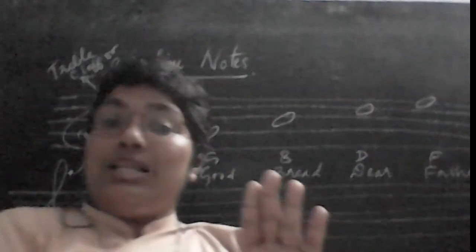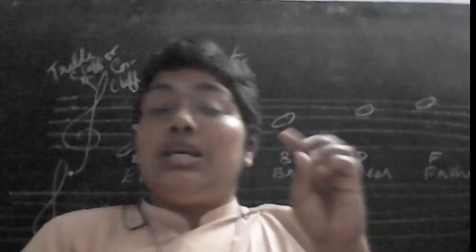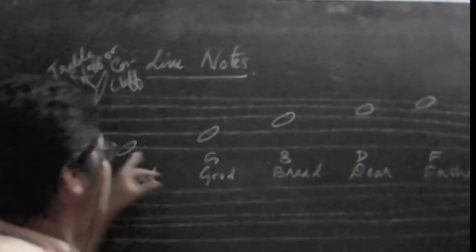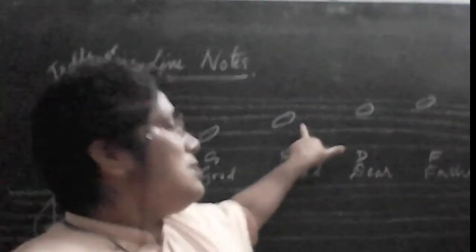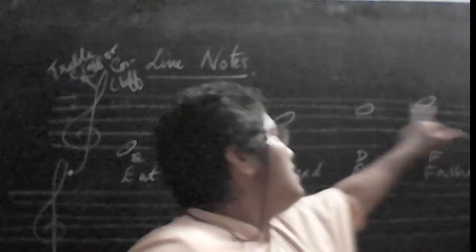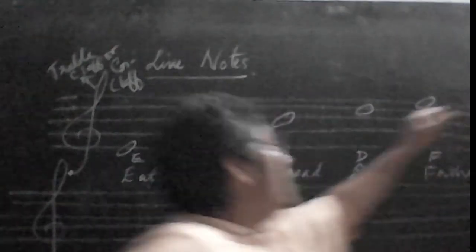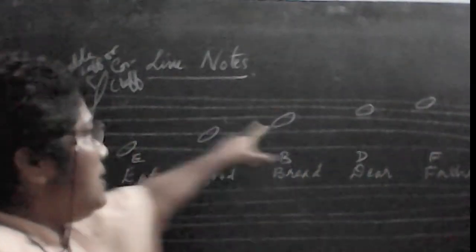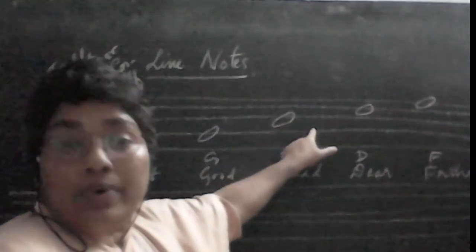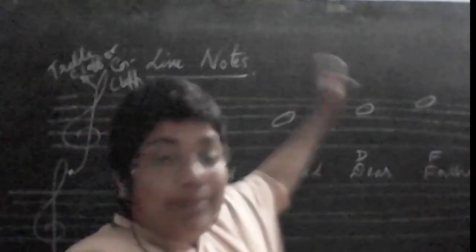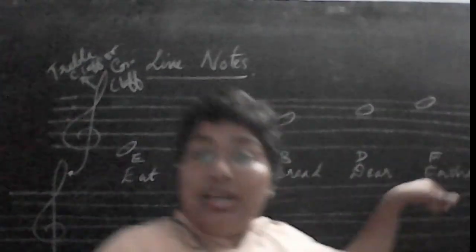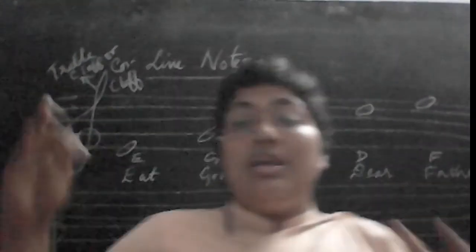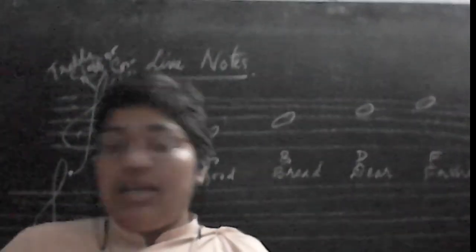So understood which are the line notes? The notes which are written on the lines. The first line note is E, second line note is G, third line note is B, fourth line note is D, and fifth line note is F. Now you might have seen E, G, B. With this, that middle section is over. Now this D comes after the middle section. Immediately after the middle section, that D and F go. Okay. So that is about line notes.